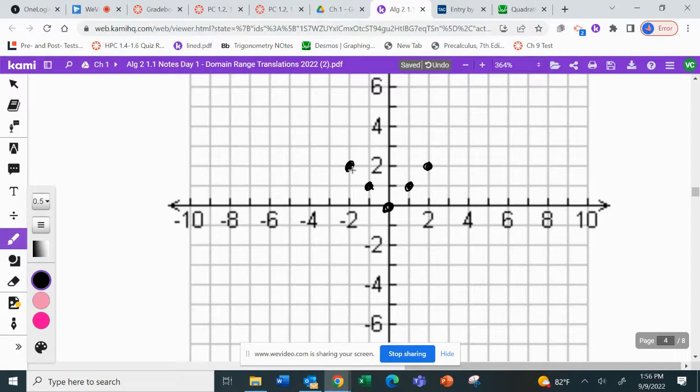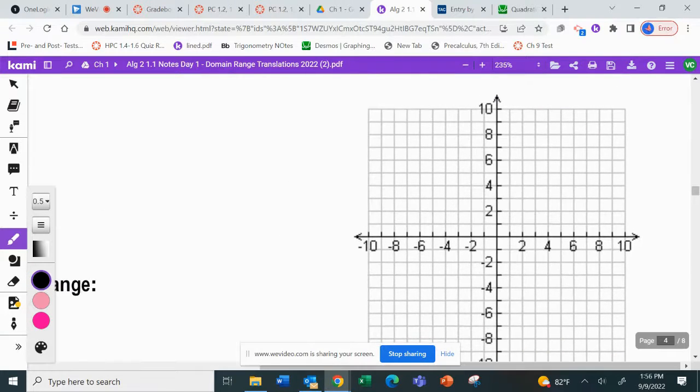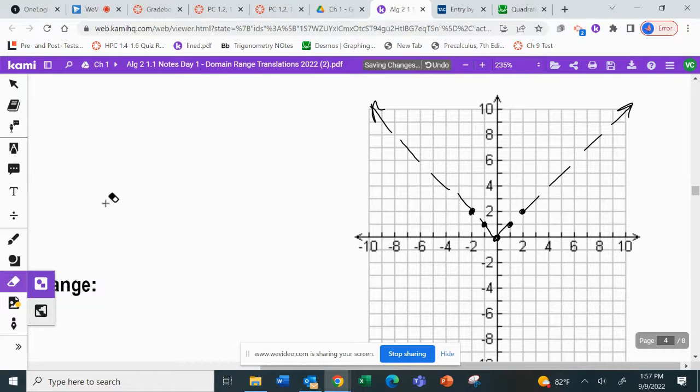It doesn't just have a few dots. There's lines that connect it. We didn't really have lines out there. It's not just a few dots. There's lines that connect it. When we do the parent function, we're going to connect it with dashes.